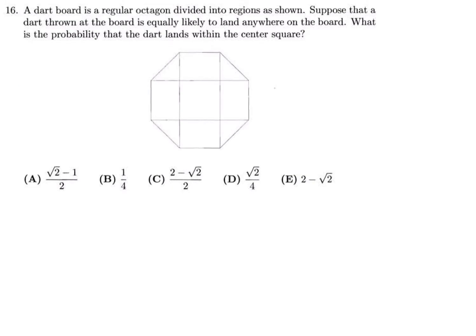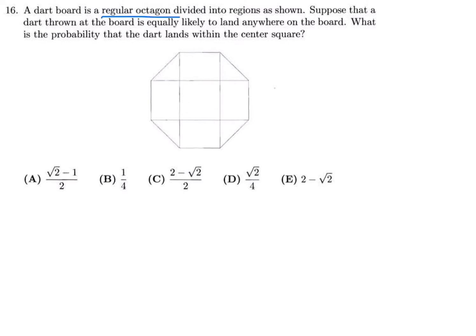A dartboard is a regular octagon divided into regions as shown. Suppose that a dart thrown at the board is equally likely to land anywhere on the board. What is the probability that the dart lands within the center square? So we obviously have to figure out the area of the entire region and then figure out the area of the square in the middle.